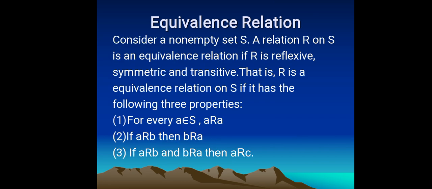Equivalence relation. Consider a non-empty set S. A relation R on a set S is an equivalence relation if R is reflexive, symmetric and transitive. That is, R is an equivalence relation on S if it has the following three properties. For every a belonging to S, a is related to a. If a is related to b, then b is related to a. If a is related to b and b is related to c, then a is related to c.